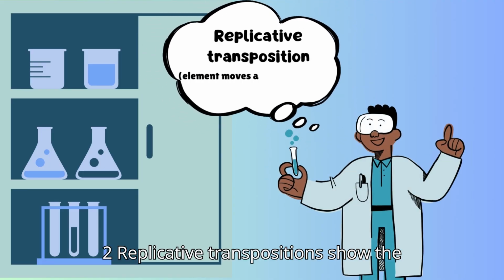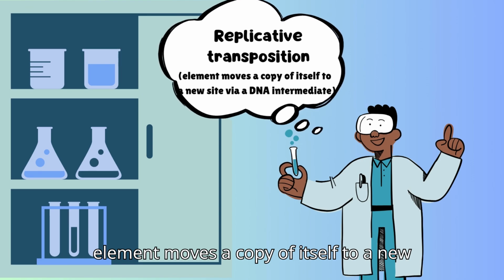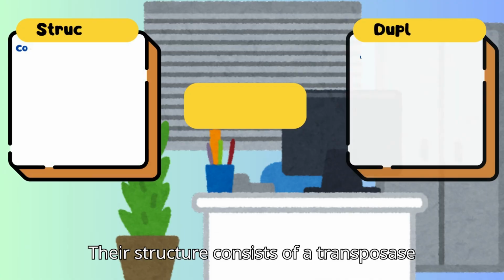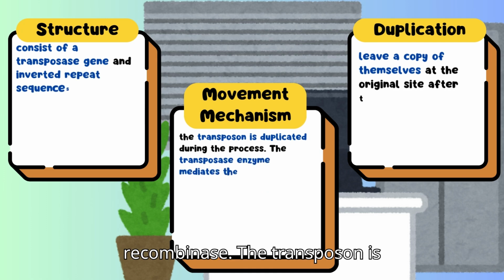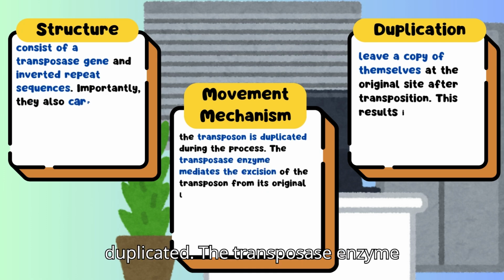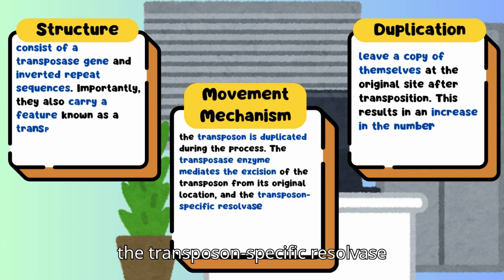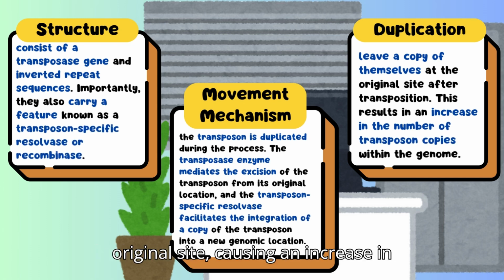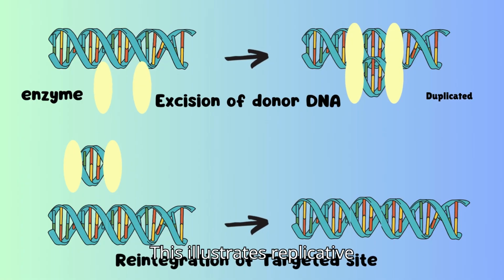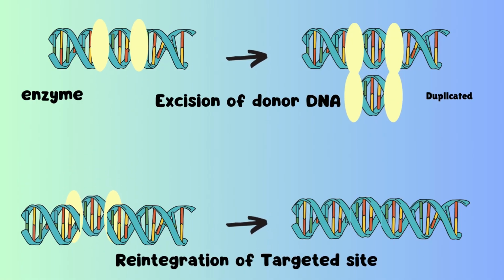2. Replicative transposition shows the element moves a copy of itself to a new site via a DNA intermediate. Their structure consists of a transposase gene and IRs. They also have a transposon-specific resolvase, or recombinase. The transposon is duplicated. The transposase enzyme mediates the transposon's excision, and the transposon-specific resolvase facilitates the integration of the transposon copy. The duplication leaves a copy at the original site, causing an increase in transposon copies. This illustrates replicative transposition.